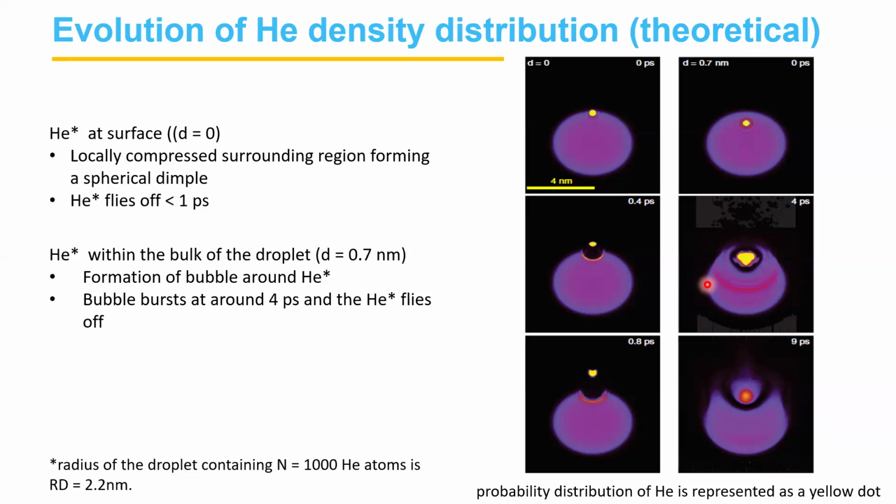But in case the helium is deeply inside the nanodroplet, around 0.7 nanometer, the formation of the bubble occurs around 4 picosecond, and after that the bubble bursts around 4 picosecond, and then it flies off at around 9 picosecond. So this is just a correlation with what I discussed earlier. Can you go to two slides before?